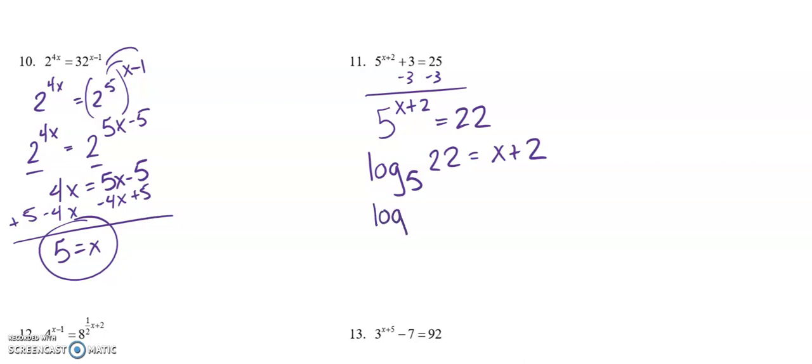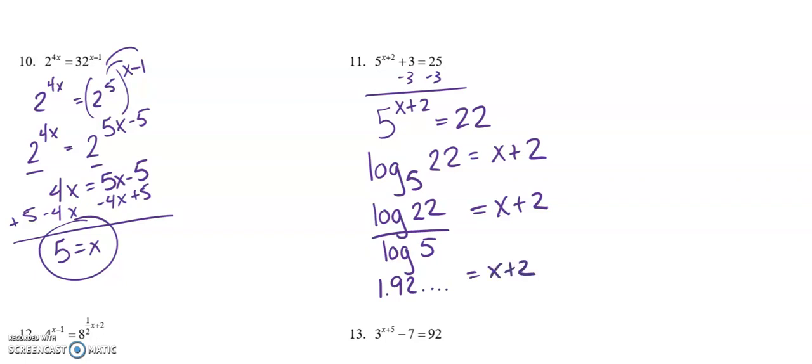So we rewrite that in our change of base formula. Log of 22 divided by log of 5 equals x plus 2. Find the log of 22. Don't forget to close your parentheses. Divide that by the log of 5, and we get 1.92 and so on, equals x plus 2. Subtract 2 from both sides. x equals negative 0.0794.